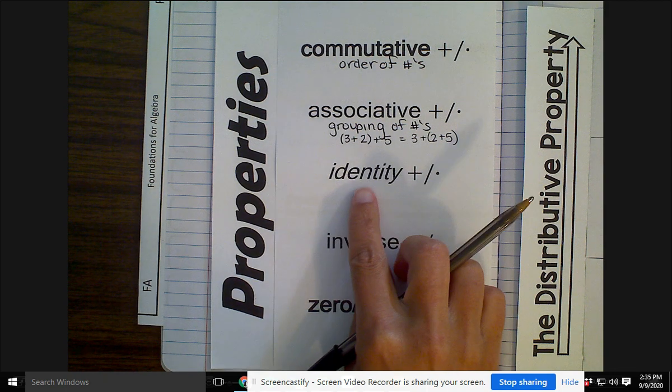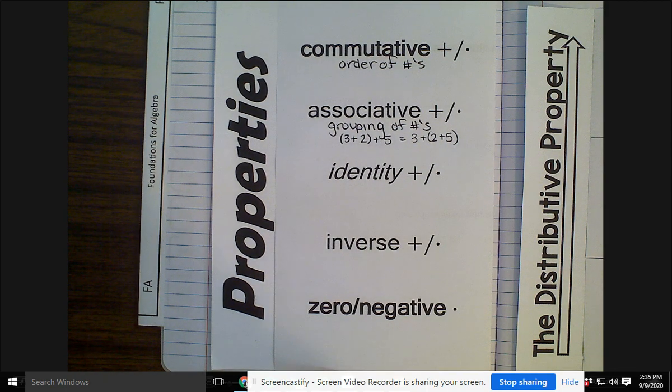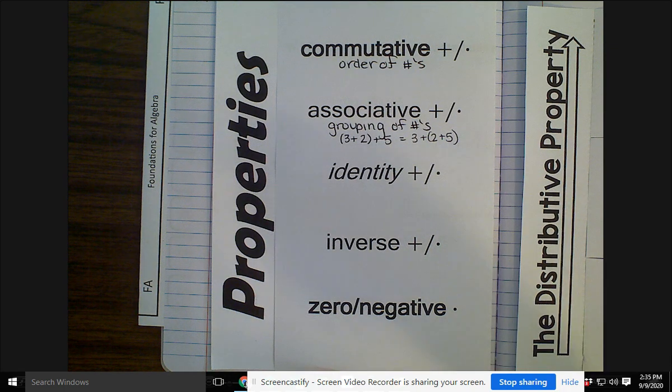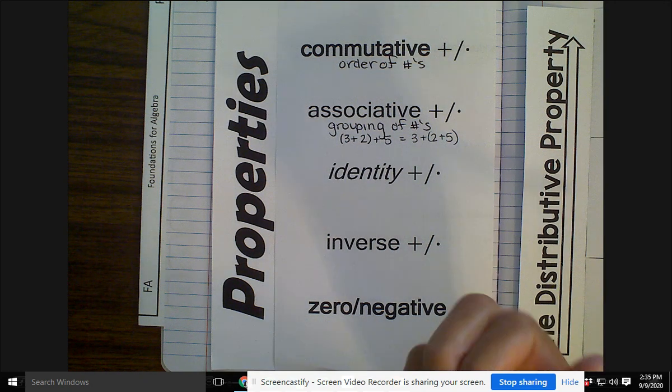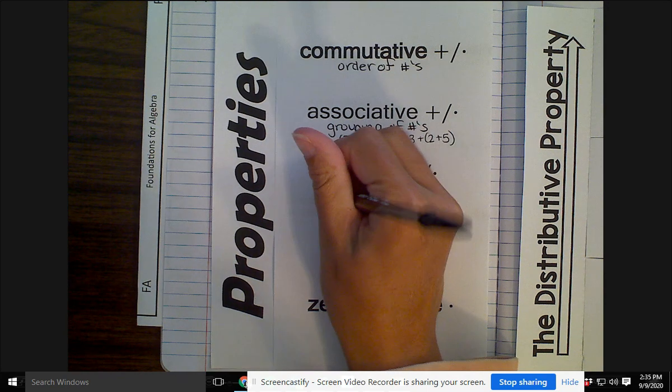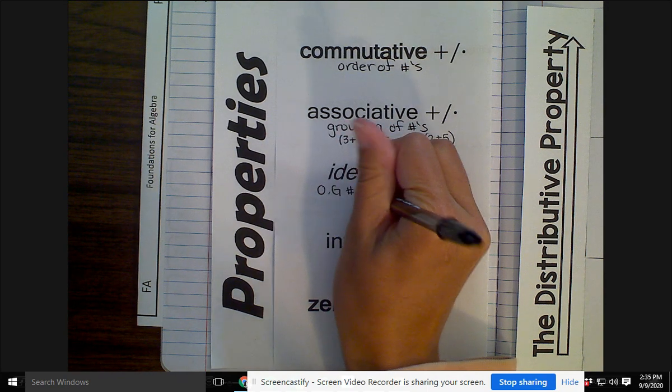Now, our identity property. When I hear the word identity, I think of this at my core is who I am. And that's true for numbers as well. So the identity property shows a number for what it is. So kind of your OG number stays the same.